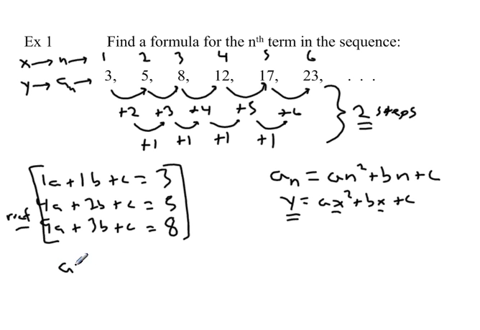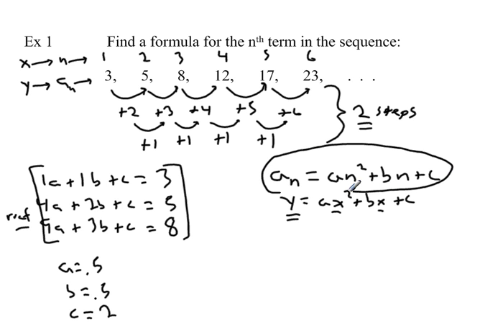We find that A equals 0.5, or 1/2. B also equals 1/2, or 0.5. And C equals 2. Now careful, that's not your answer. Your answer is going to be this equation here with these coefficients plugged in. So to find the nth term, a sub n equals, we can put these coefficients in. We take 0.5 times n squared plus 0.5 times n plus 2.